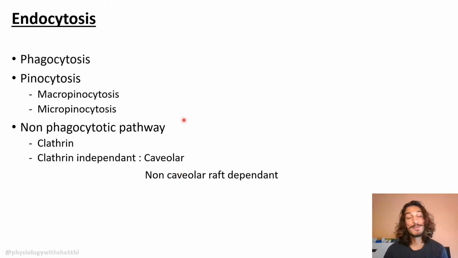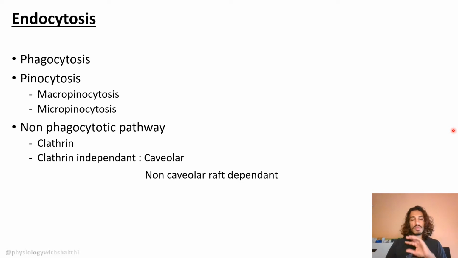Now let's come to endocytosis. When you talk about endocytosis, there is phagocytosis. Then there is what is called pinocytosis. It can be macropinocytosis or micropinocytosis. And there are non-phagocytotic pathways, which are clathrin dependent or clathrin independent. It can be caveolae dependent, or there are other ones which are non-caveolae dependent also. And there are also clathrin and caveolae independent mechanisms as well.